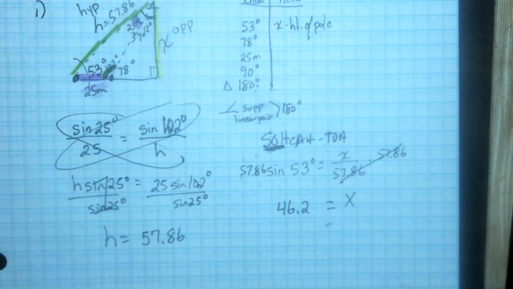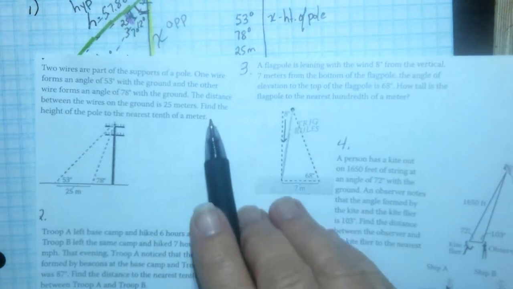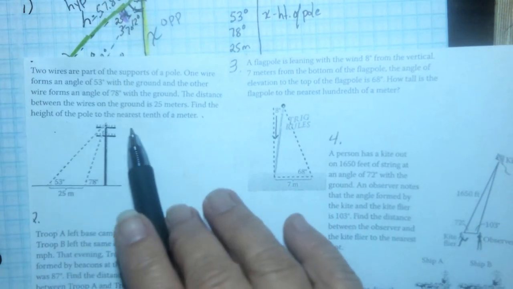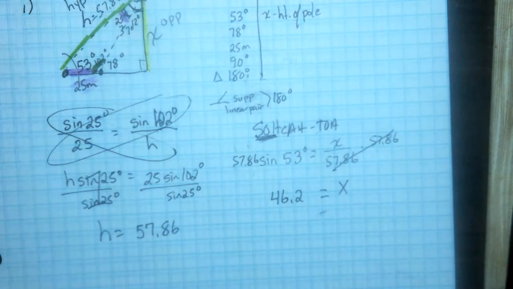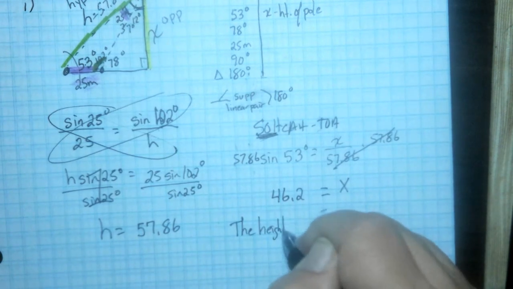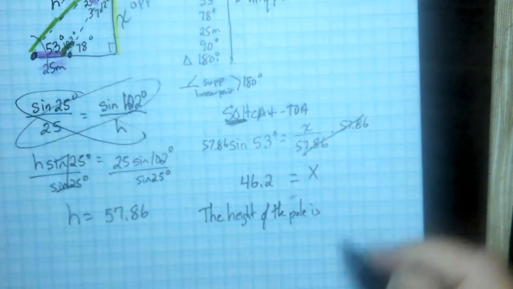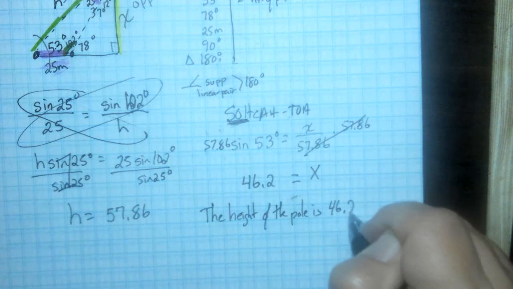46.2. Now we are going to answer in a complete sentence. The question said, find the height of the pole to the nearest tenth of a meter. The height of the pole is 46.2 meters.